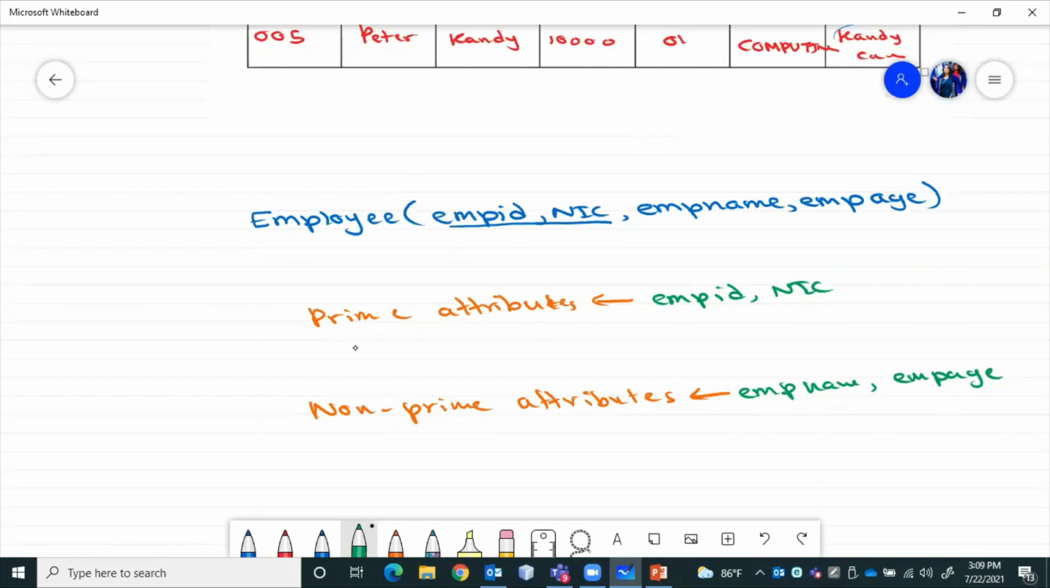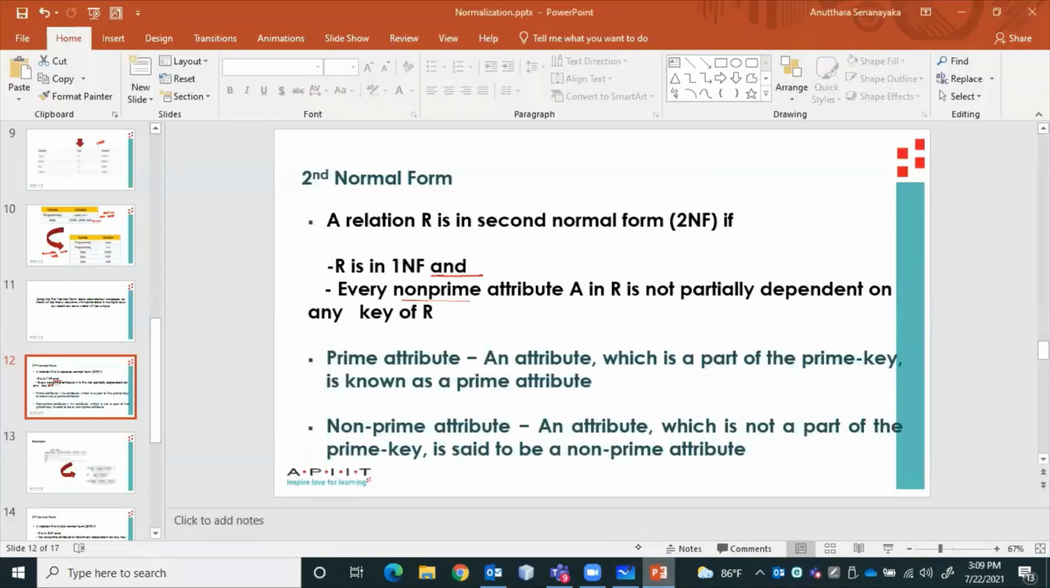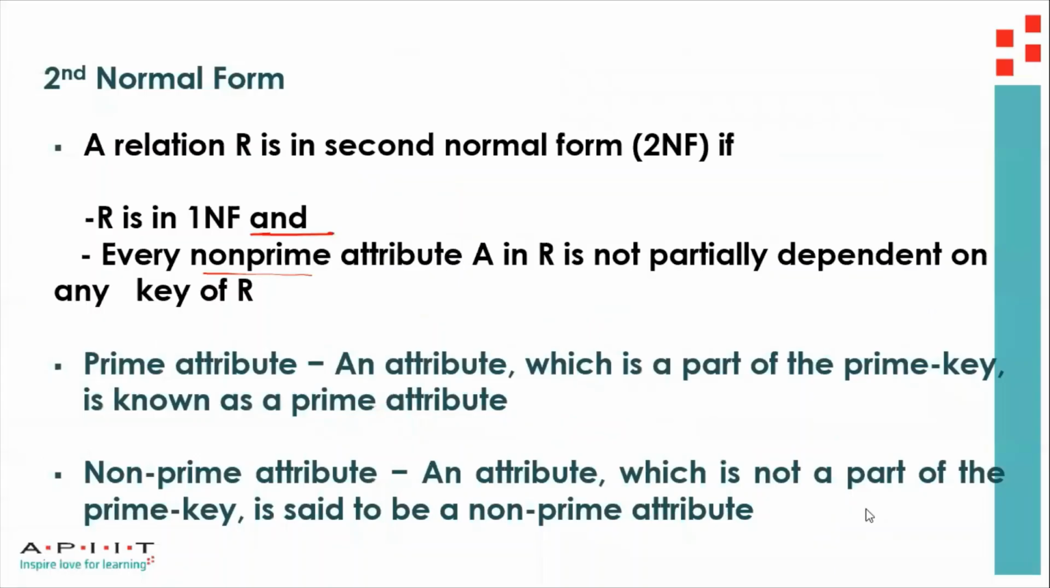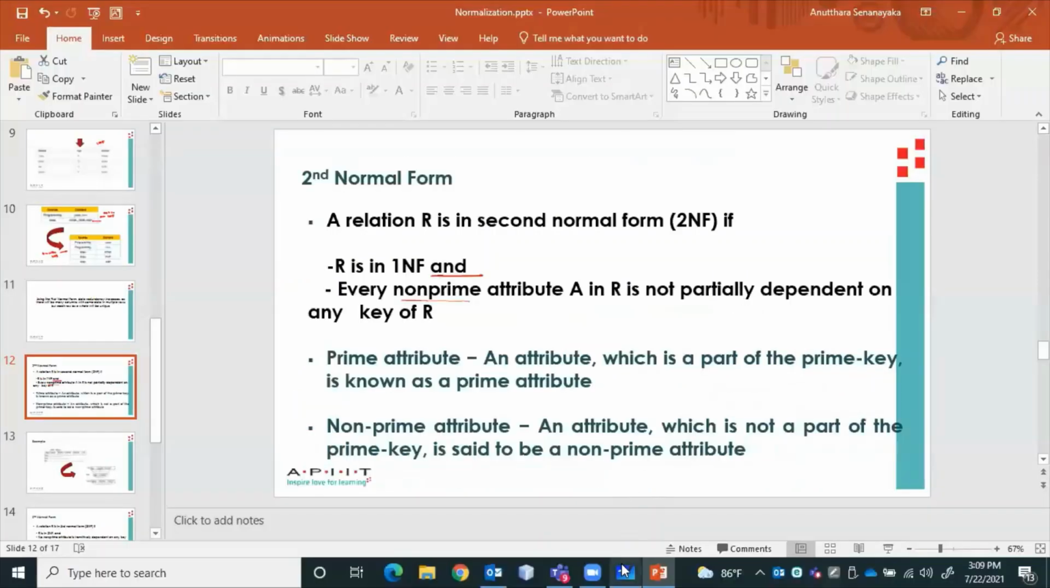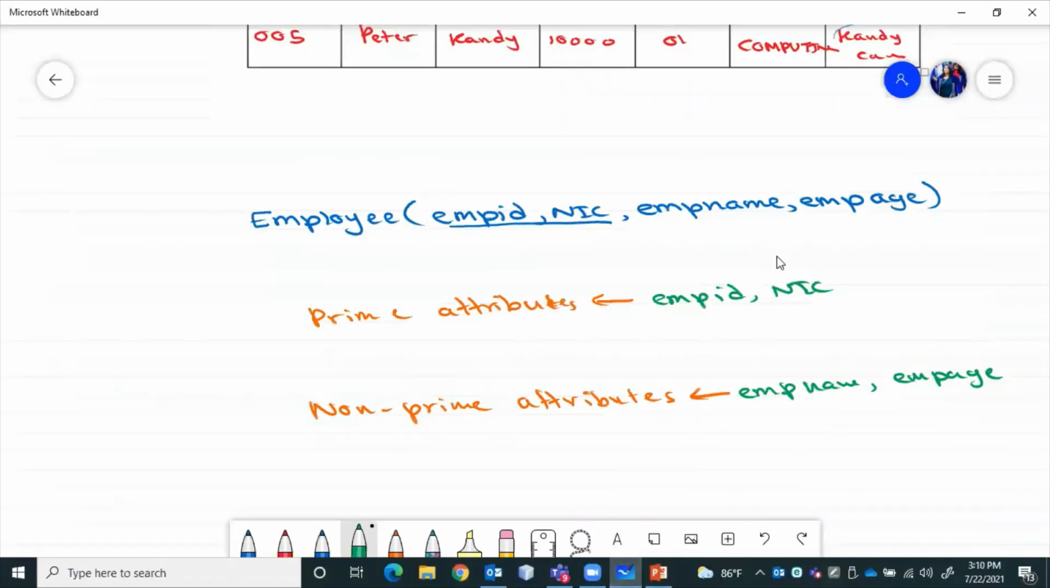Now let's move back to the lecture slide. It says every non-prime attribute A in R is not partially dependent on any key of R. So now it is talking about the non-prime attributes, that means the attributes which are not participating in the primary key.